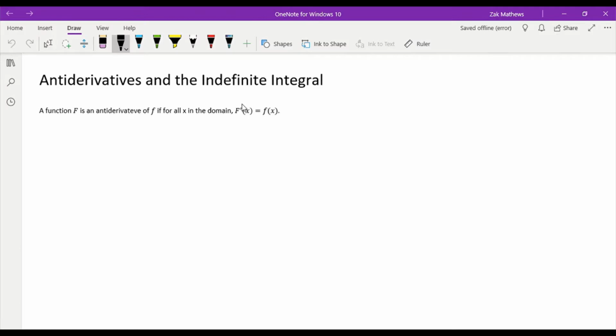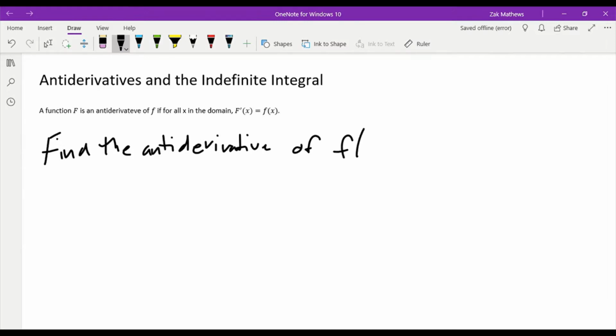When I take the derivative of the antiderivative, we get back to the original function. We're trying to expand back out to what was that original function. So let's take an example. Let's find the antiderivative of the function little f of x equals x cubed.